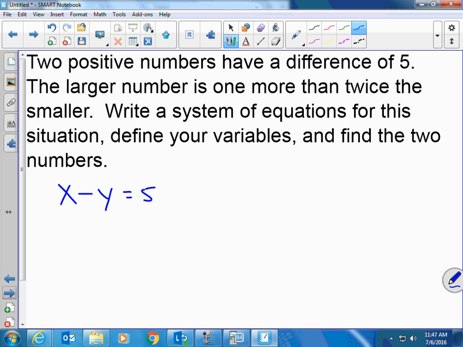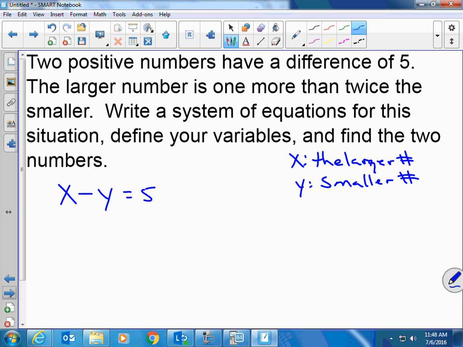If you have a difference of a positive 5 and both X and Y are positive, the only way that can happen is if X is larger than Y. If I were to switch the order of these, my difference is a negative 5. And that's not what we have. We have a positive 5. So now in this case, I can't just simply say X is a number. I have to say X is the larger number. And Y then represents the smaller number. Okay?